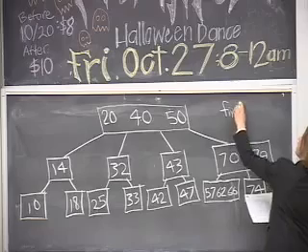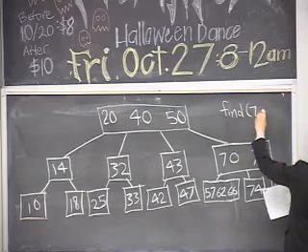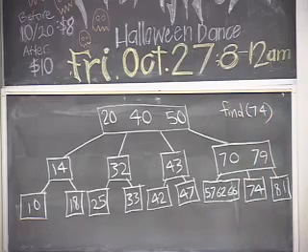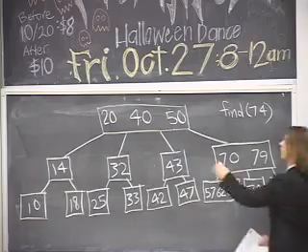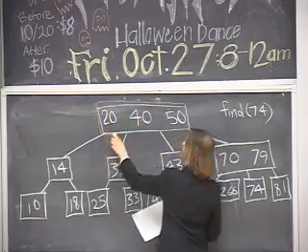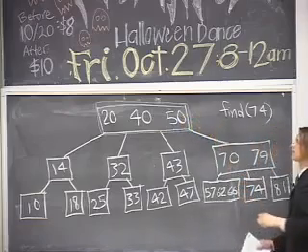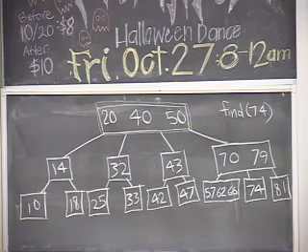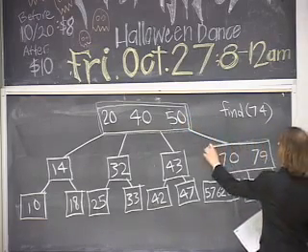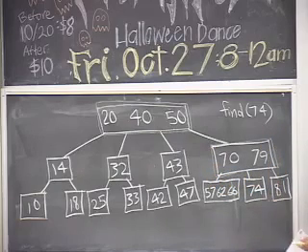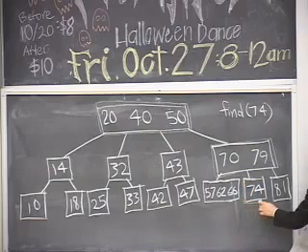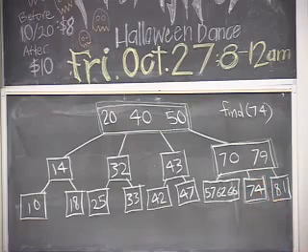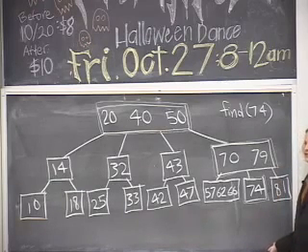If I say find 74, for instance, what I'm going to do is start at the root and compare 74 against all of the items in the root node. And I'll see that 74 is bigger than 50, so I need to go to the rightmost tree. So I look at this node and I see that 74 is between 70 and 79. So I go visit their middle subtree. And there in the leaf, I find 74. And so I'm done. I return the entry. And a find operation doesn't change the tree as usual.